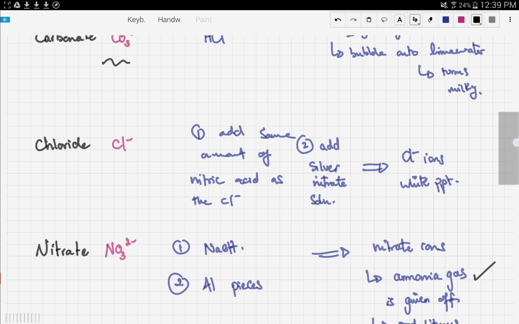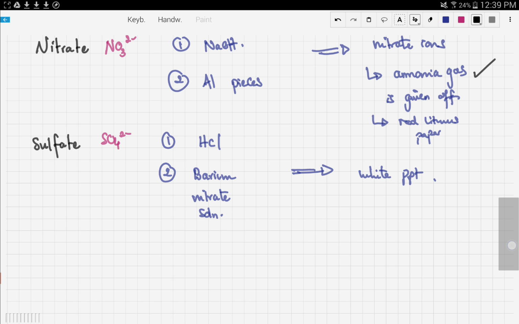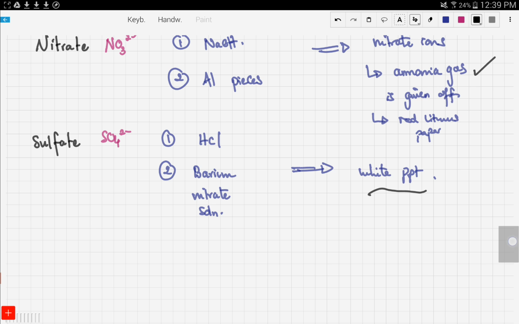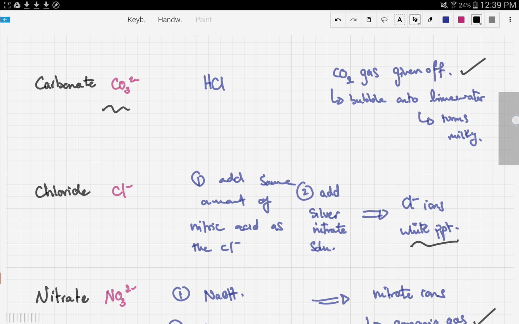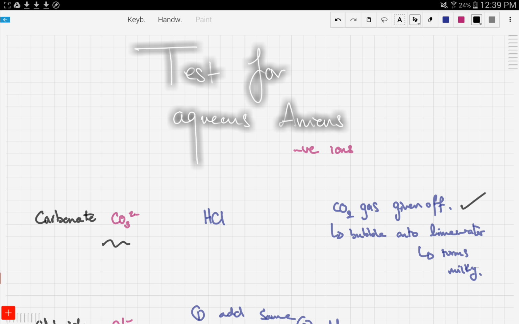Now, for the chloride and the sulfate, there are white precipitates. So here, for the chloride, a white precipitate forms, and for the sulfate, a white precipitate forms. But there are different steps for each. So try to memorize this as professionally as possible. There is no way you guys can know the test or the reaction, what's gonna happen, except if you memorize it, because at this level you can't really tell. So you have to memorize these off by heart.